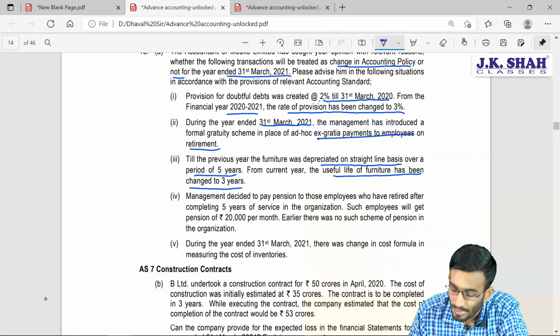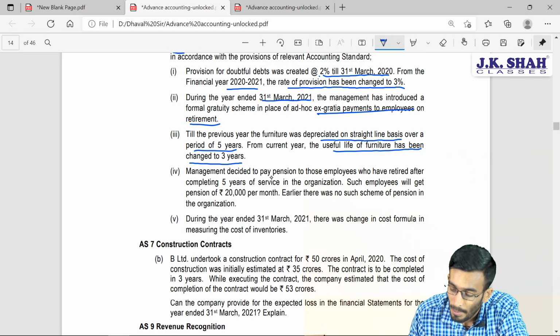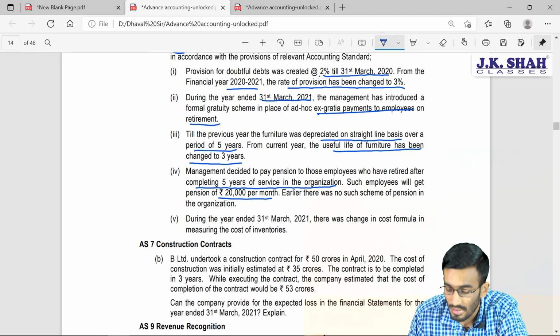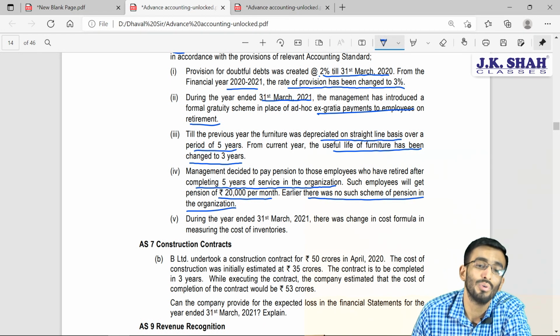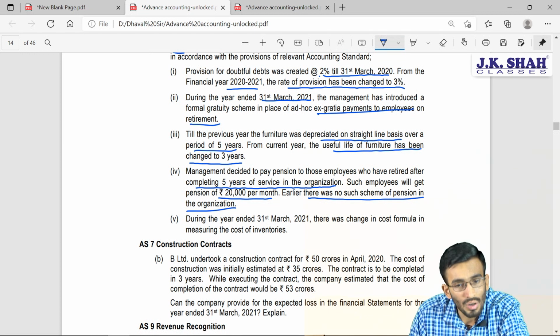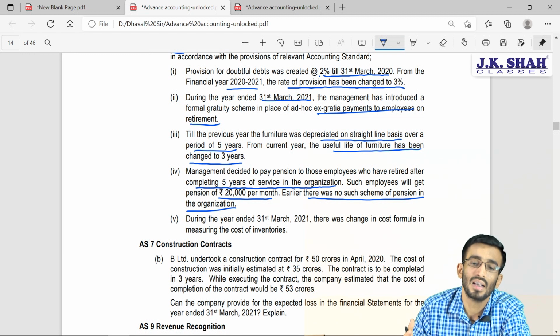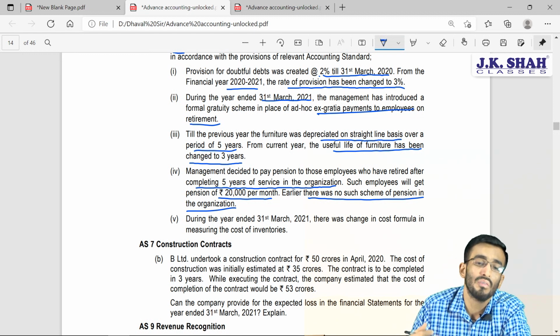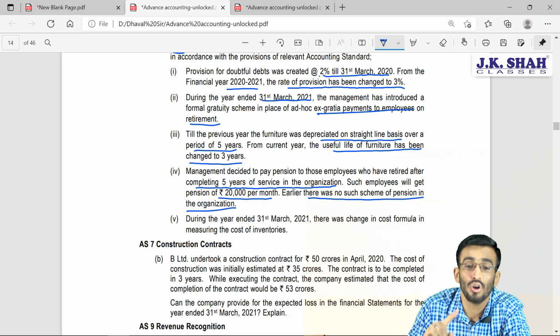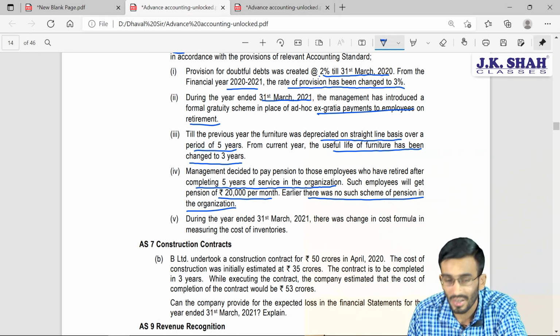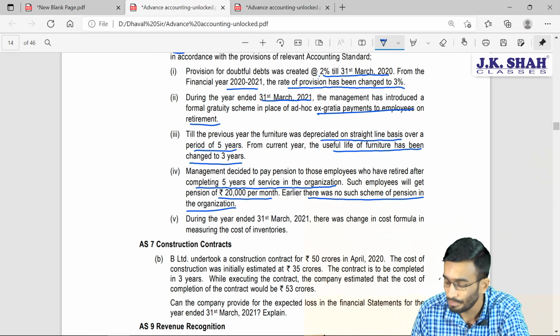Now fourth one, management decided to pay pension to those employees who have retired after completing 5 years of service in the organization. Such employees will get pension of 20,000 per month. Earlier there was no such scheme of pension. So again a new transaction. So for that we need a new accounting policy only. So it is not a change in accounting policy, but basically we are creating a new accounting policy. So this cannot be considered as change in accounting policy, because the transaction is altogether new.